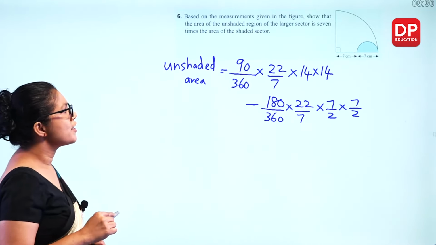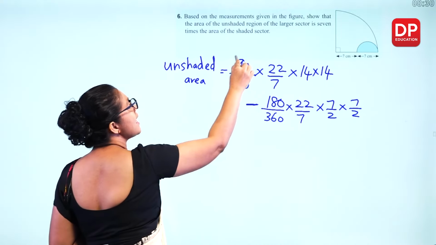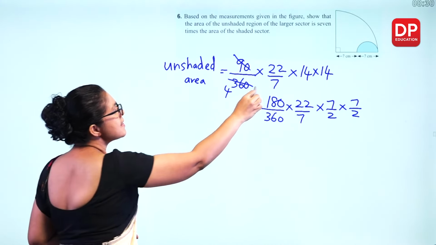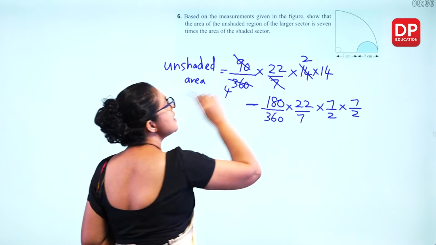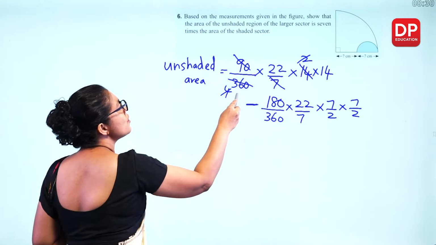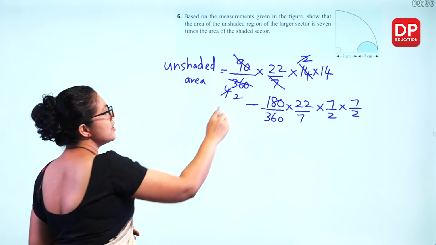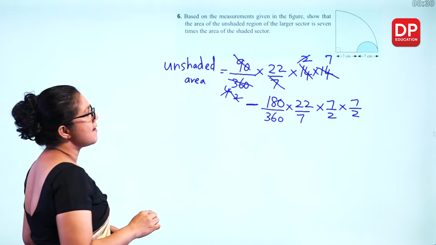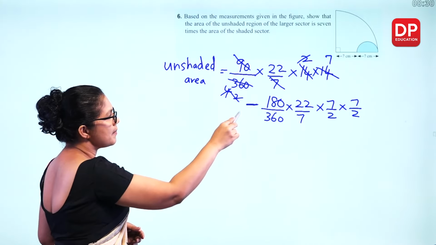Now we'll try to simplify. 90 times 4, 360. This 7 and this 14, you get 2. This 2 and this 4, you can get 2. Again, you can divide this by 2, that's 7. What about this part?